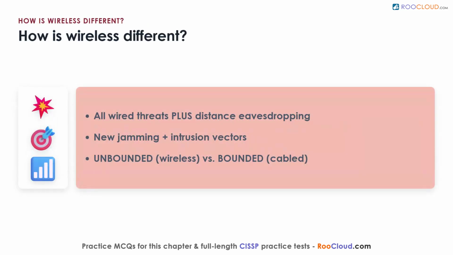What makes a wireless network different from a cabled one? It carries all the same threats as a wired network, plus a few of its own. Because the signal travels through open air, an attacker can eavesdrop from a distance without ever touching a cable. That same openness invites new forms of jamming and intrusion. This is why we call Wi-Fi an unbounded network, while a cabled network is a bounded one. Think of a wired network as a private letter in a sealed envelope, and wireless as a postcard anyone nearby can read as it passes.